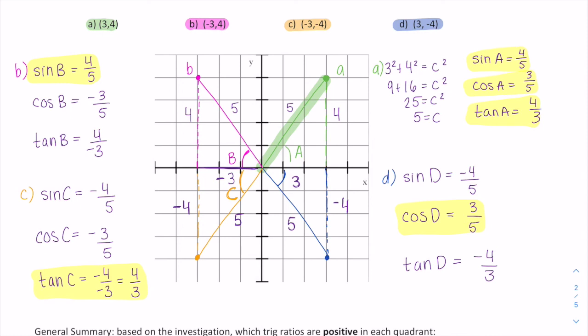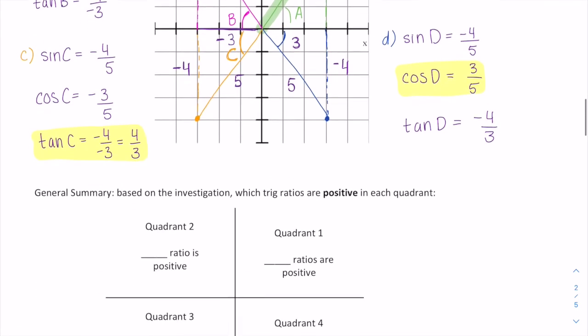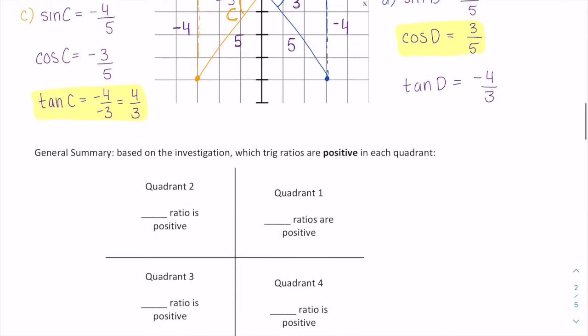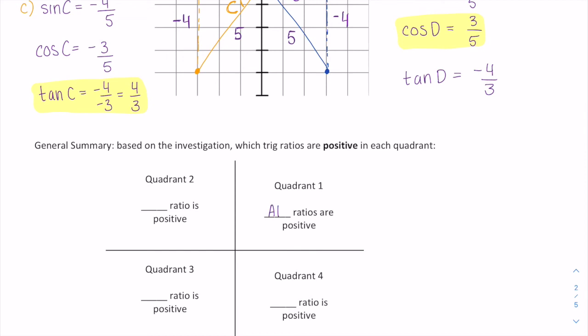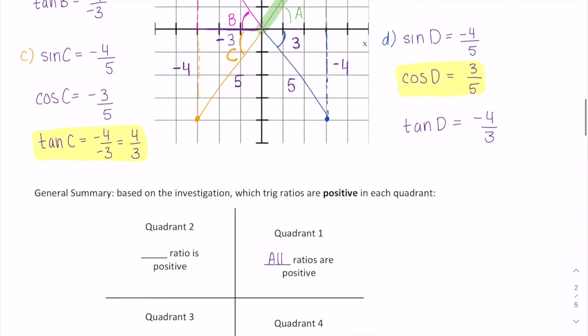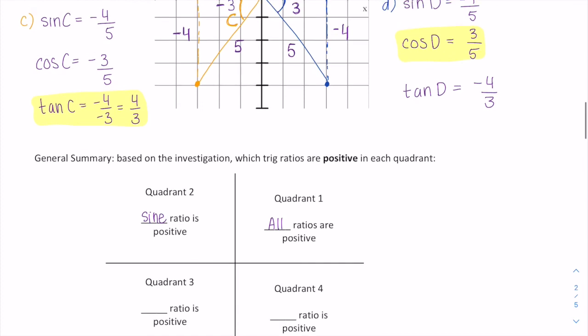So let's sum this up down here. In quadrant 1, all of my ratios were positive. In quadrant 2, only my sine ratio is positive. In quadrant 3, only my tan ratio is positive. And in quadrant 4, only my cosine ratio is positive.